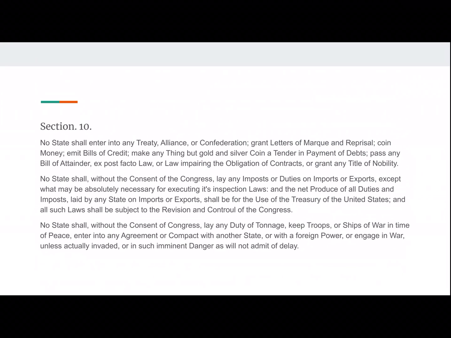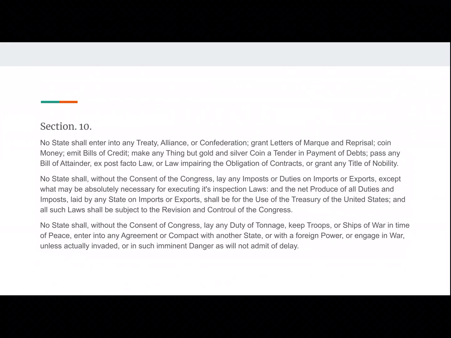No state shall, without the consent of Congress, lay any imposts or duties on imports or exports, except what may be absolutely necessary for executing its inspection laws, and the net produce of all duties and imposts laid by any state on imports or exports shall be for the use of the Treasury of the United States, and all such laws shall be subject to the revision and control of the Congress. No state shall, without the consent of Congress, lay any duty of tonnage, keep troops or ships of war in time of peace, enter into any agreement or compact with another state or with a foreign power, or engage in war, unless actually invaded or in such imminent danger as will not admit of delay.